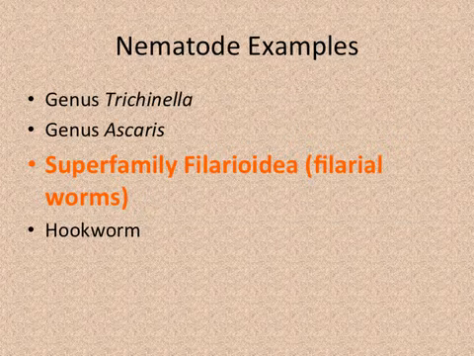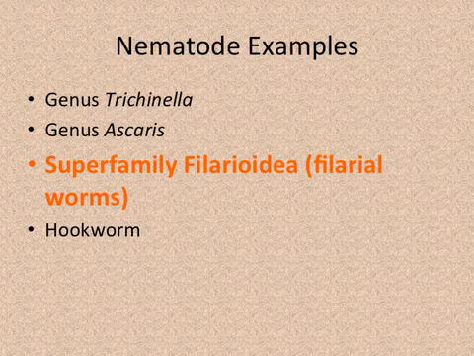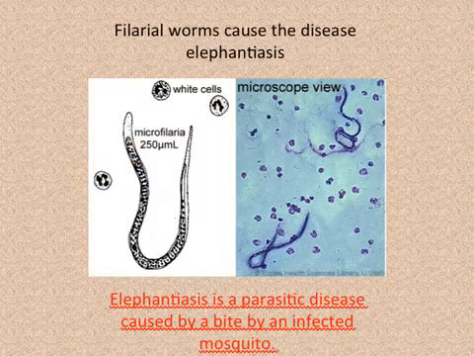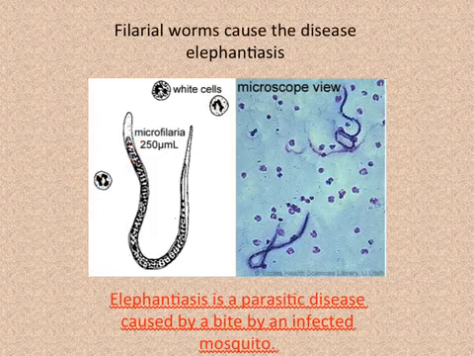So the next example of a nematode is filarial worms. They're in superfamily Filarioidea, but you can just know the name filarial worms. Filarial worms cause the disease elephantiasis, and you'll see why in just a minute. Elephantiasis is a parasitic disease caused by a bite by an infected mosquito.